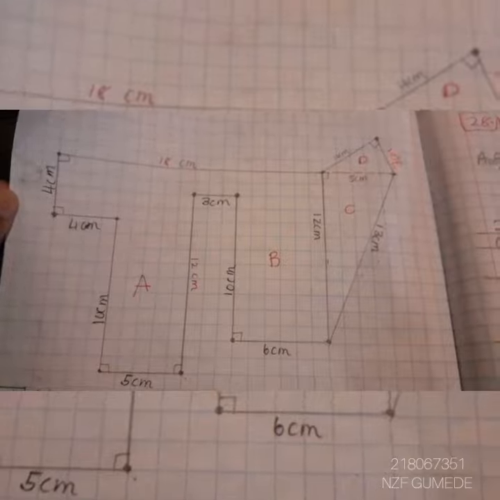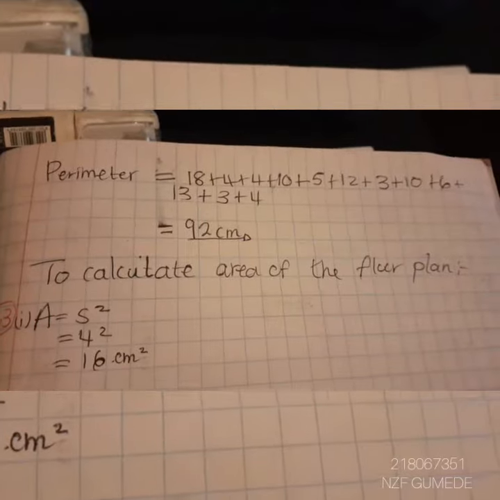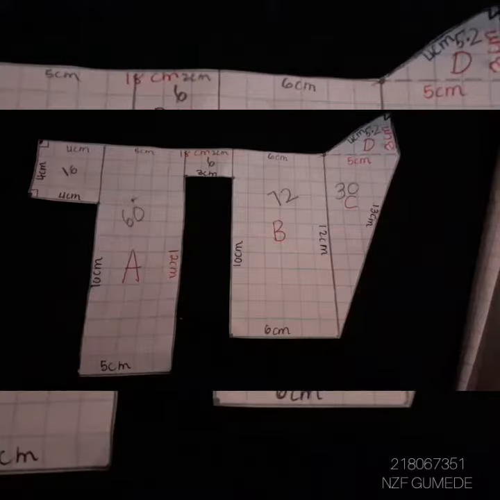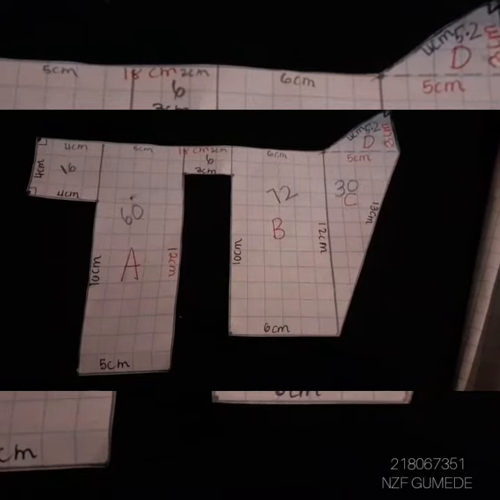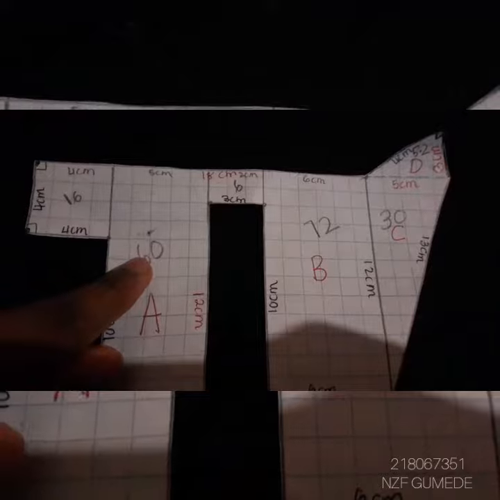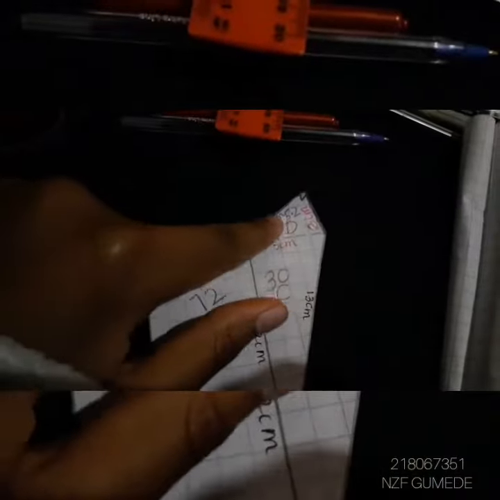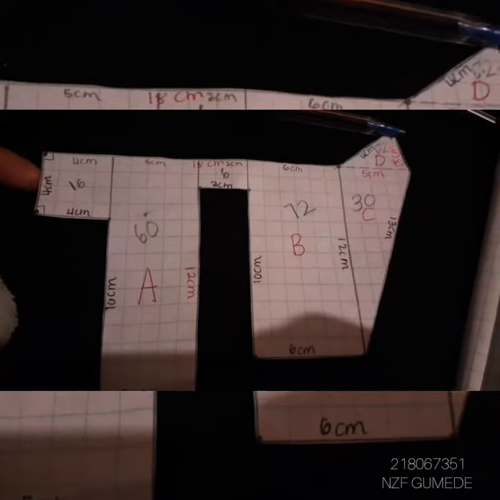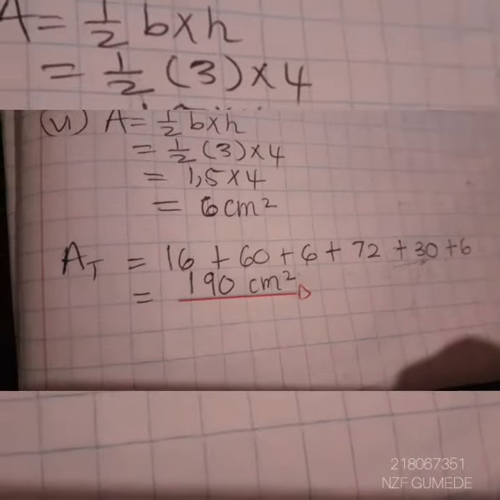To calculate the perimeter, I had to add all of the sides. The total perimeter that I got is 92 centimeters. To find the area of this floor plan, I split the floor plan into different shapes. I used A equals S squared for the square. I used area equals length times width for the 3 rectangles, and I used area equals half base times height for these 2 triangles. I added all of the areas together, and the total area that I got is 190 centimeters squared.